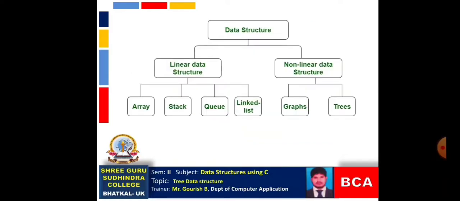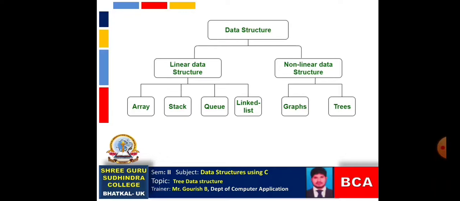Basically, data structures have two categories. The first one is linear data structures, and the other one is non-linear data structures. Linear data structures we already discussed: arrays, stack, queue, and linked list. These are all linear data structures. Graph and tree, these two are non-linear data structures. Of these, we are going to discuss the tree data structure today.